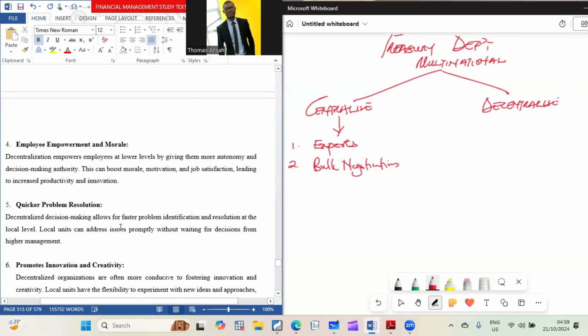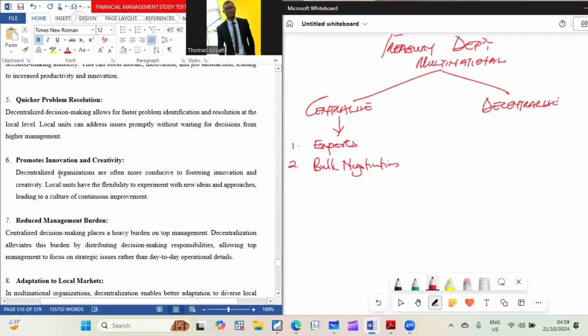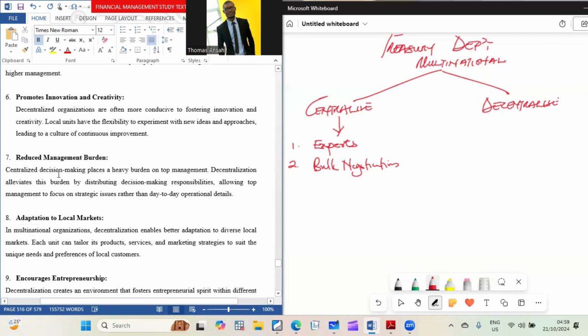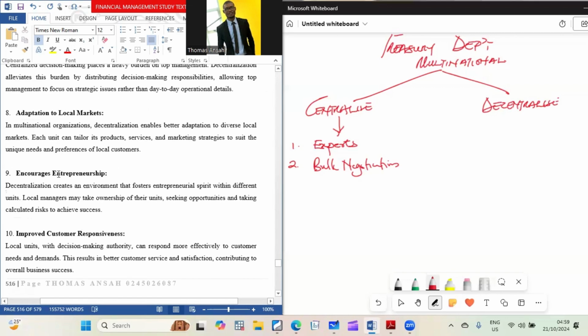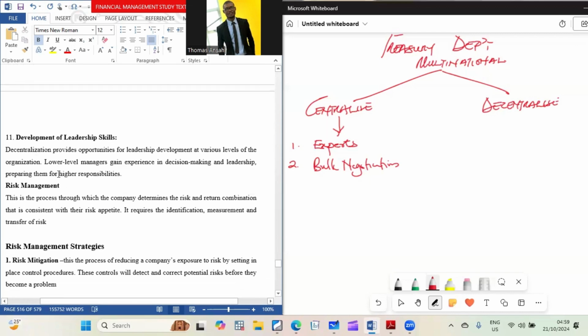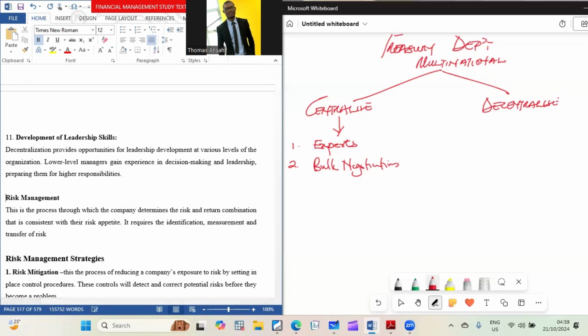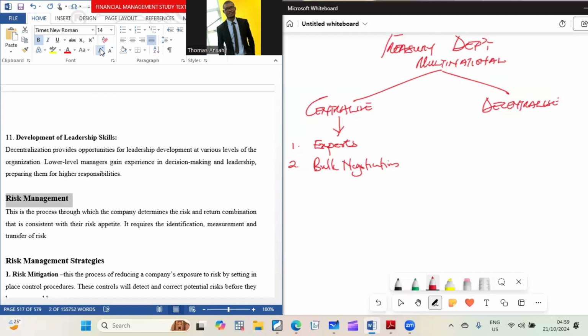When everything is at the head office, you are just sitting there transferring issues to the head office. All right. So when the thing is closer, there is quicker problem resolution. It promotes innovation and also creativity and reduces the management burdens, head office burdens. I mean, they are closer to the lower market, they improve entrepreneurship. So these are things that you can take a look at, all right? Great points that you can take a look at, so that you will get a general overview of this.